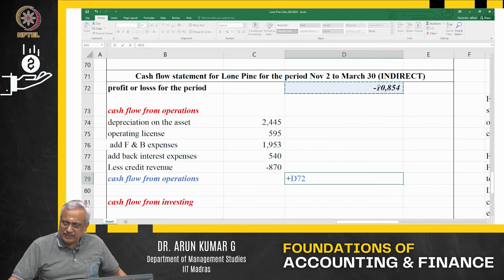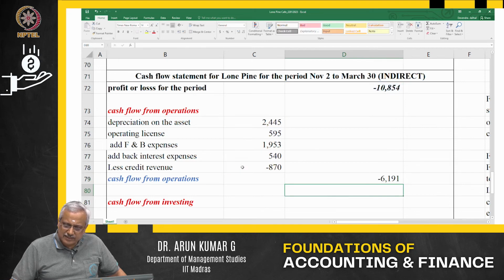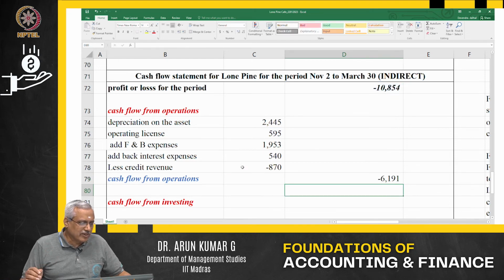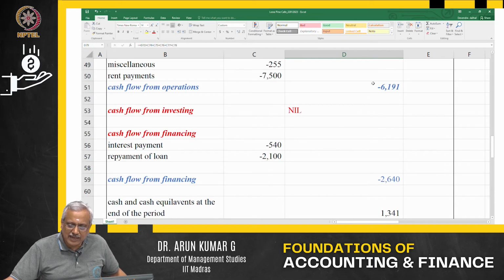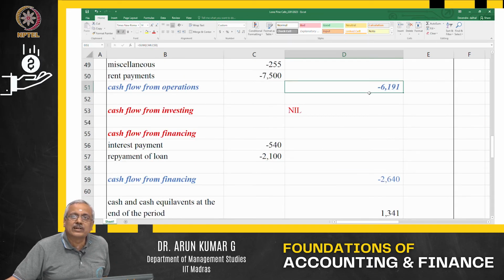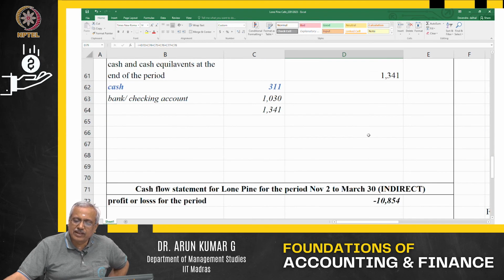Cash flow from operations is profit plus this, plus your interest that you added back, less my credit revenue out there. That is cash flow from operations. You can see this cash flow from operations matches exactly with the same cash flow from operations here.